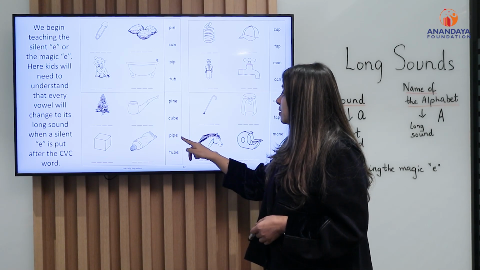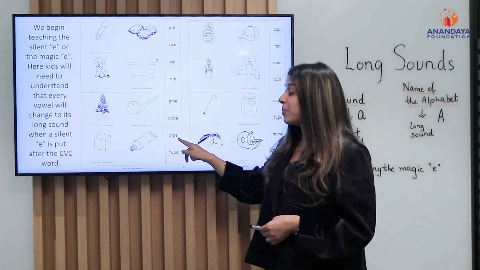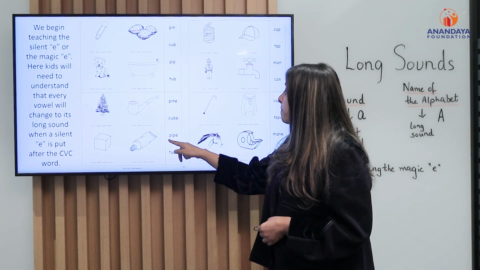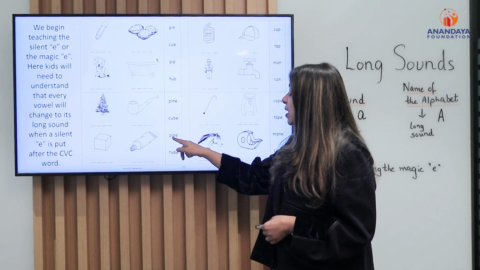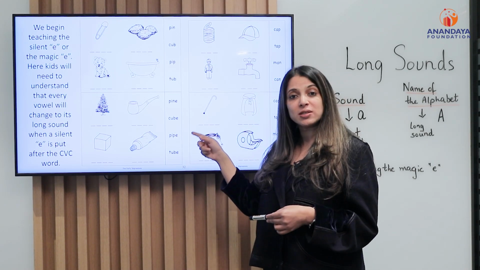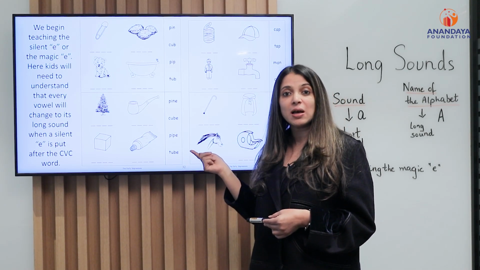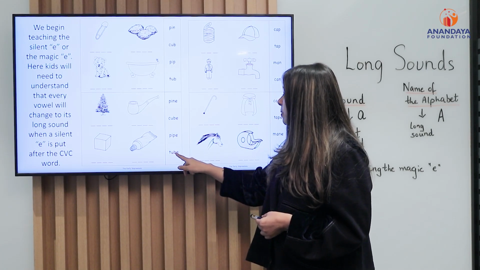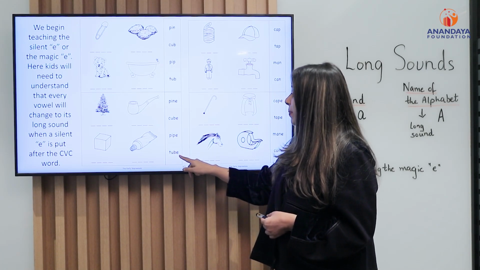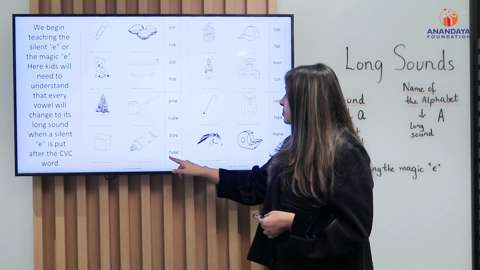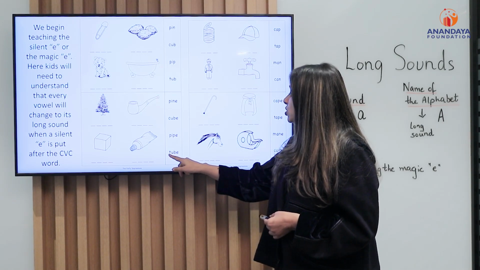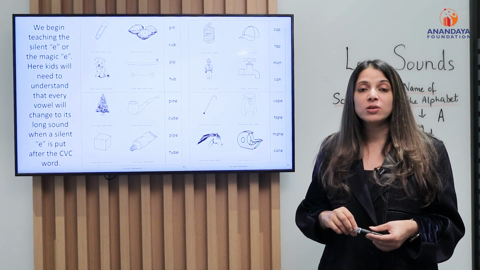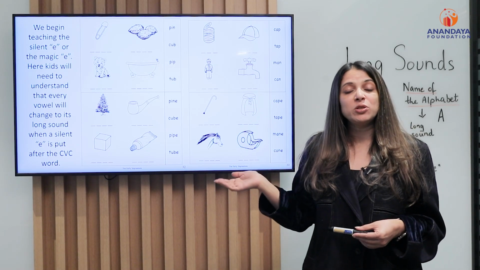P-I-P, pip. Again, when we add the magic E, which is silent, P-I-P, pipe. The vowel sound, which was earlier a short sound, converts to a long sound and E is silent. T-U-B, tub. With the magic E, it becomes T-U-B, tube. So when you start teaching long sounds, this is the best way to start.